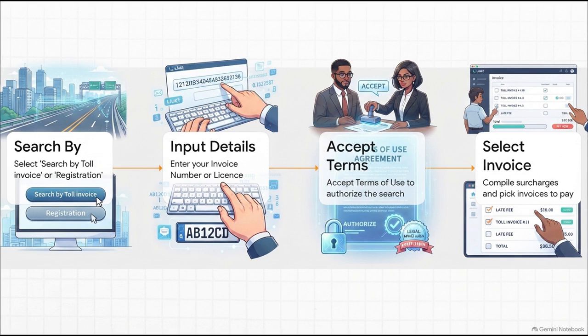Now, Step 3 is absolutely vital. You have to accept the terms of use. This legally authorizes the search, basically confirming, yes, I have the right to view this vehicle's data. After that, Step 4, the system gathers up your surcharges, keeping you entirely in control of selecting exactly which invoices you want to pay right now.